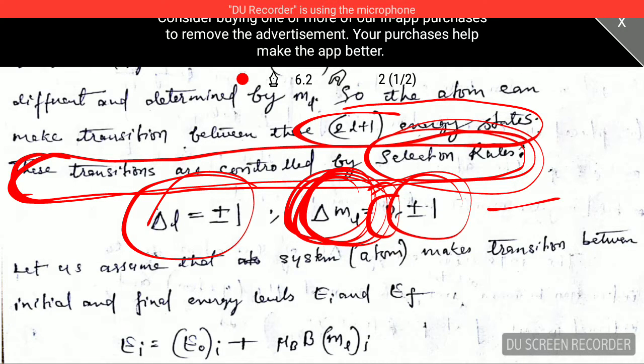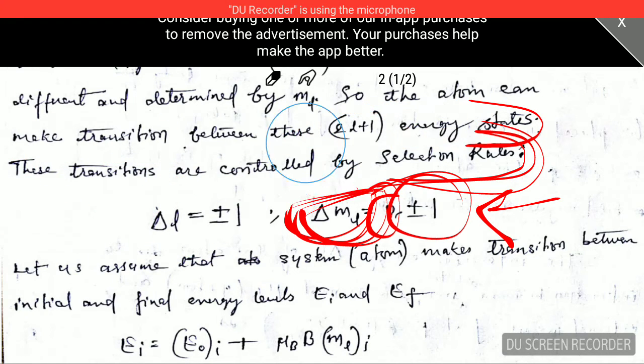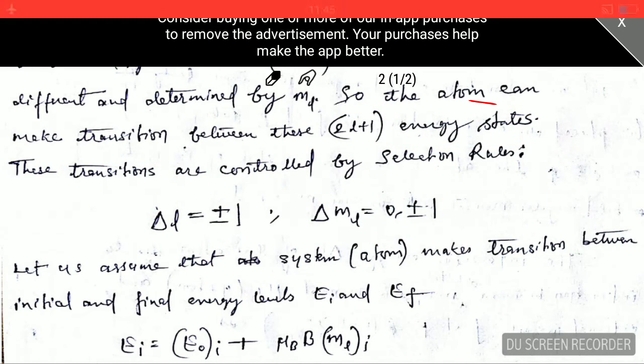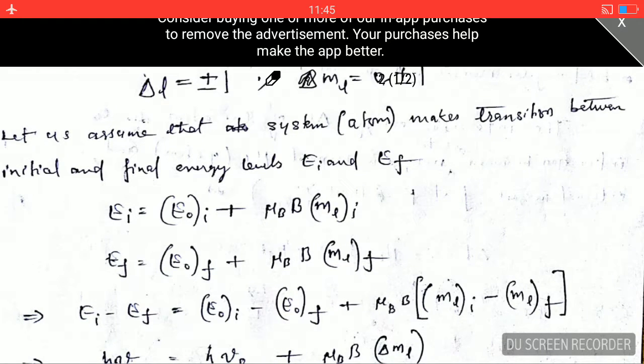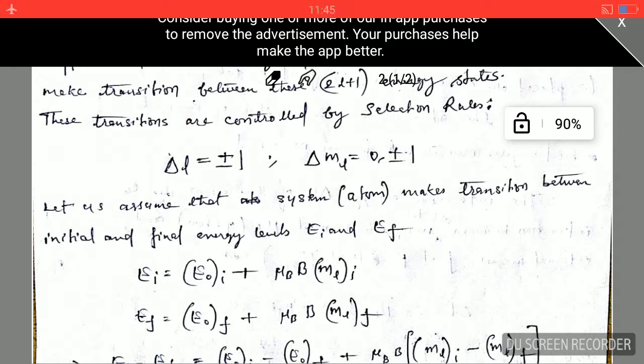Okay, only for these values of ml and delta L the transitions are possible. So you have to know and remember these things.